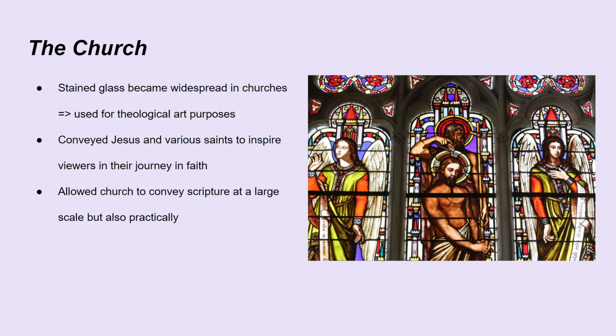And so as Gothic art began to become more popular throughout the world, it began to become the staple, and it was used in all the churches built during the time. And as a result, stained glass became a staple in churches, and many churches began using it as a theological art form and used it to convey biblical scripture. And because of the nature of Gothic architecture, it allowed churches to display these religious events and figures on such a big and beautiful scale that was still practical.